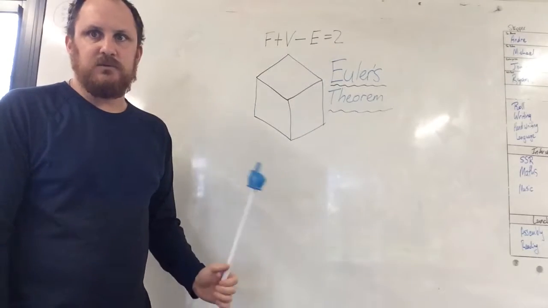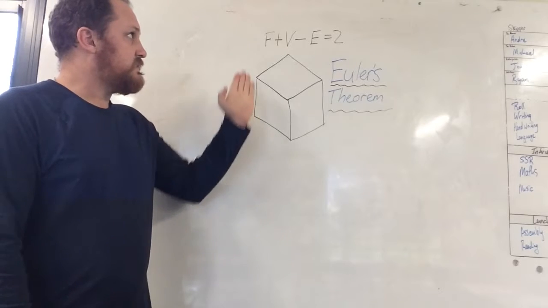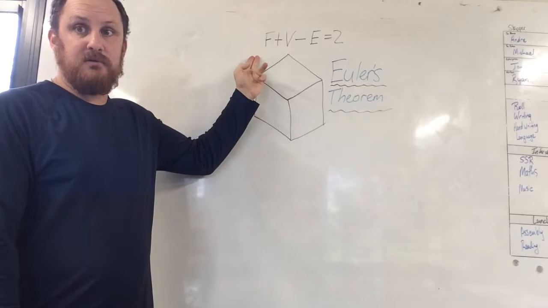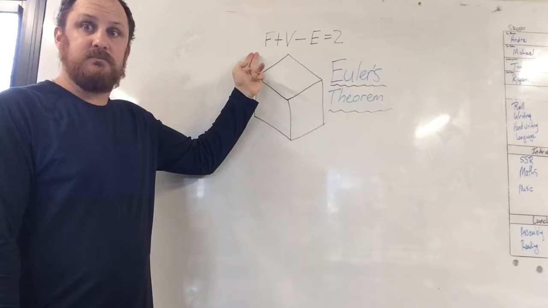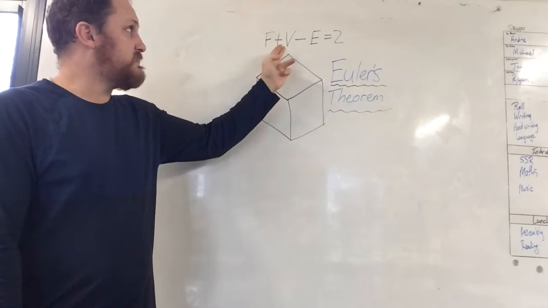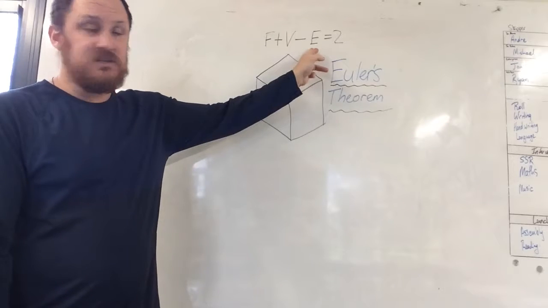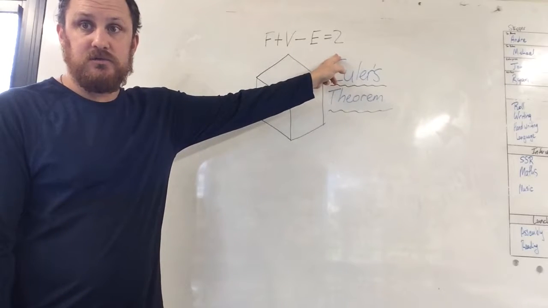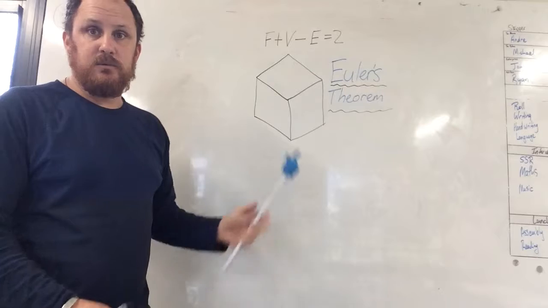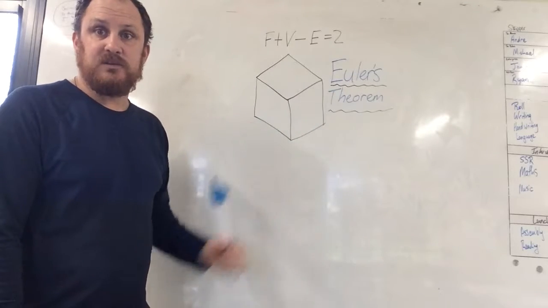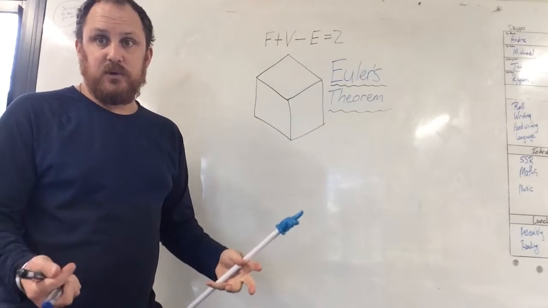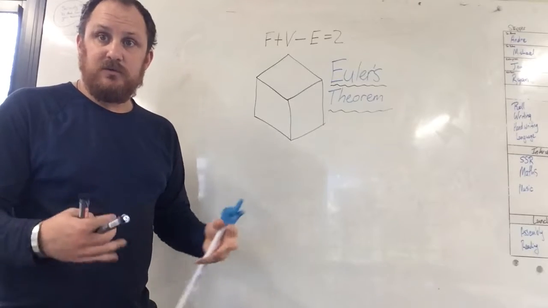Euler's theorem basically works on the premise that for a platonic shape or a three-dimensional shape, the number of faces plus the number of vertices or corners, take away the number of edges, always equals 2. Always equals 2. And so what we're going to do today is one with just a plain old cube, because it's easy for everyone to understand, and show you how it works.